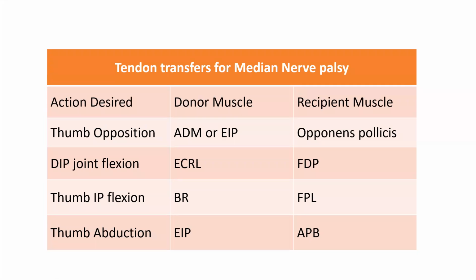And how to do thumb abduction? The extensor indicis proprius, which we saw here, can also be rerouted to the abductor pollicis brevis to cause thumb abduction. Okay, any doubts still here?